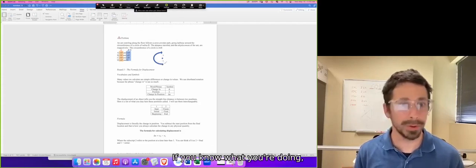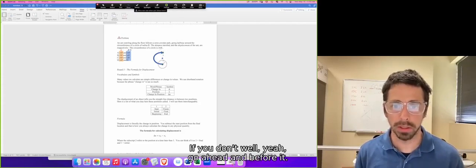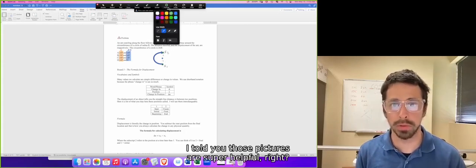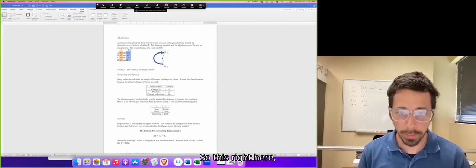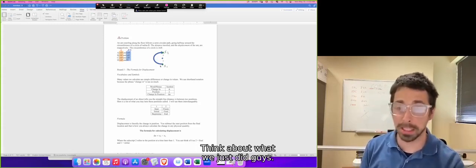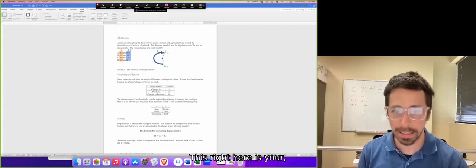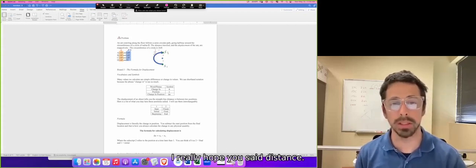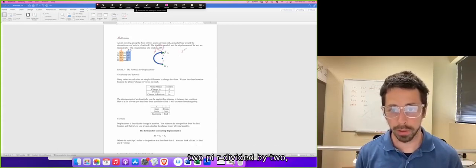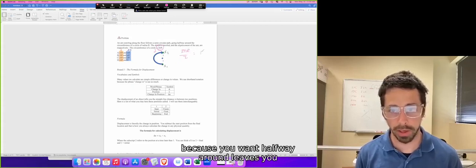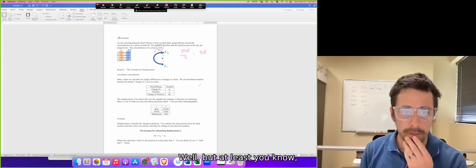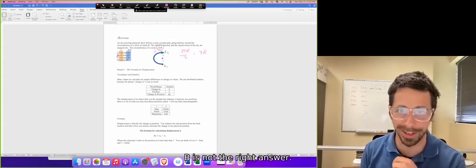If you know what you're doing, go ahead and move forward. If you don't, well, go ahead and move forward. But right here, this is where you started. There's x1, there's x2. I told you those pictures are super helpful. So this little arch right there, is that distance or is that displacement? Think about what we just did. I hope you said distance. The distance you went is half a circle. Well, if the full circle is 2 pi r divided by 2, because you went halfway around, it leaves you with pi r. There's a lot of different pi r's there. But at least you know B is not the right answer.